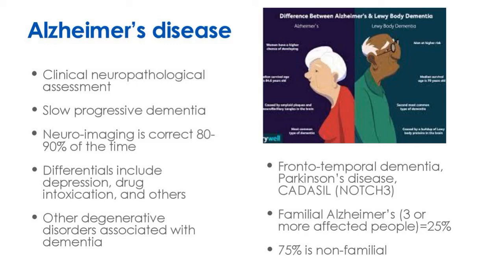Sometimes within a family, there can be something called familial Alzheimer's, where 3 or more people within the family are affected with Alzheimer's. And this accounts for about 25% of people who are eventually diagnosed with Alzheimer's. However, 75% of people diagnosed with Alzheimer's have a non-familial form, and it will be the only incidence of Alzheimer's in their family.